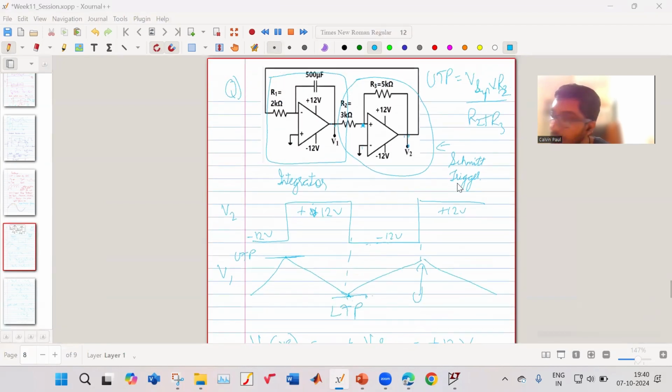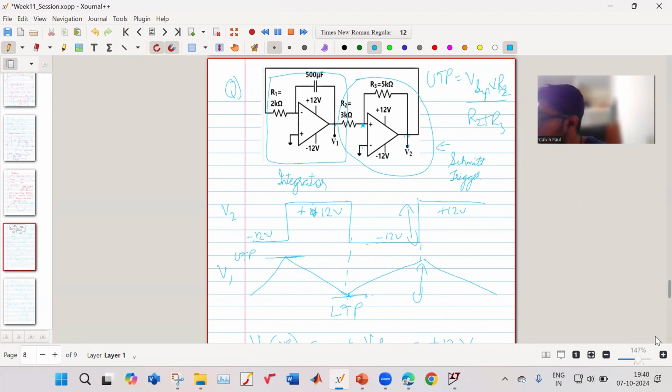What is the peak to peak of V2? Peak to peak is what? V max minus V minimum. That is 12 minus minus 12. So it is 12 plus 12. So it is 24 volt. Okay.